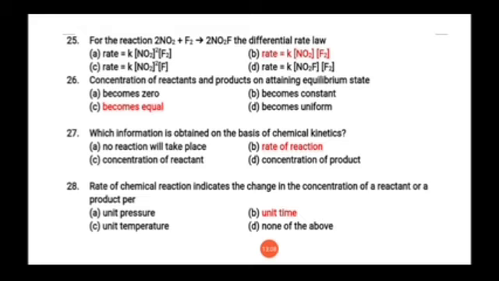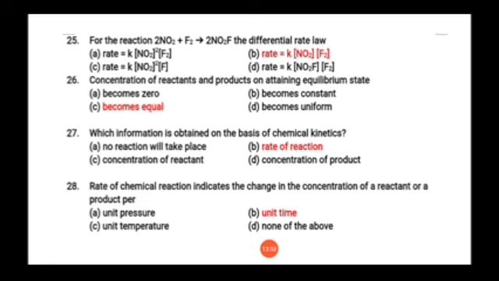Question number 27: which information is obtained on the basis of chemical kinetics? Options are: no reaction will take place, rate of reaction, concentration of reactant, or concentration of product. So what is chemical kinetics? In simple language, chemical kinetics is change in concentration with time. That will give you the rate of reaction, change in concentration with time, that is dR by dt. So it is always known as rate of reaction. The correct option is option B, rate of reaction.